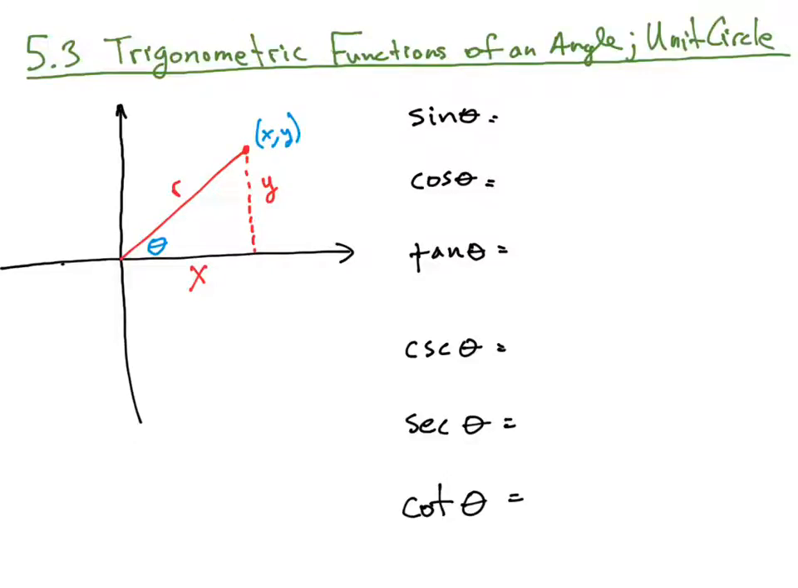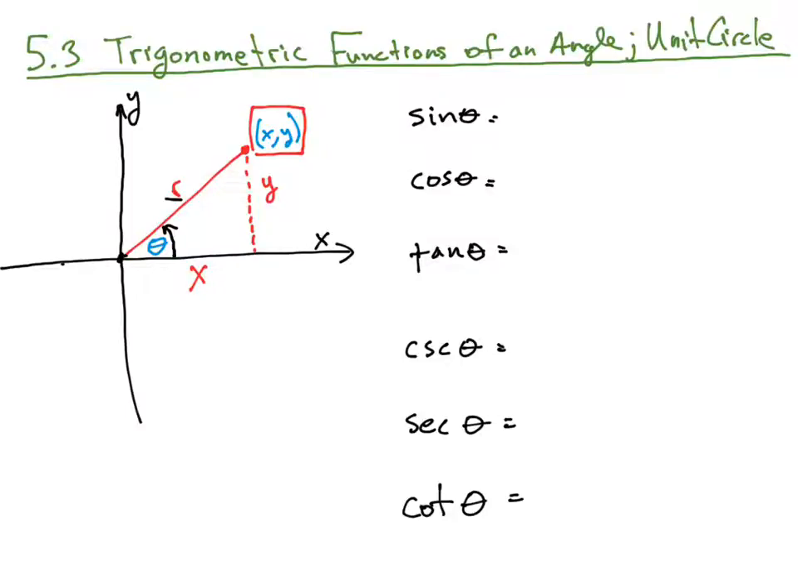In this video, we're going to talk about finding trig functions for any angle and something called the unit circle. So first of all, let's suppose we have a point (x, y) here. Our point is a distance of r units away from the origin, and this angle, theta, is made with the positive x-axis.